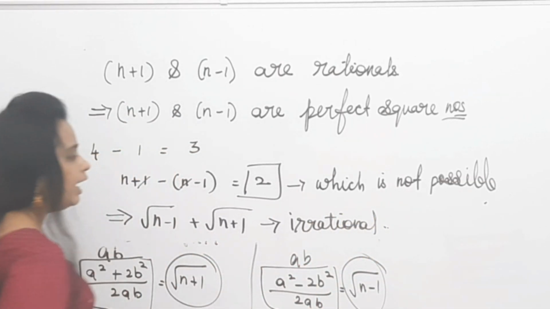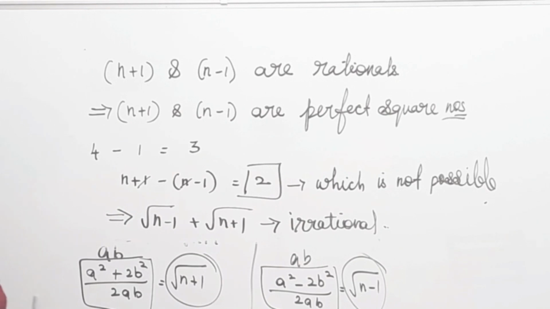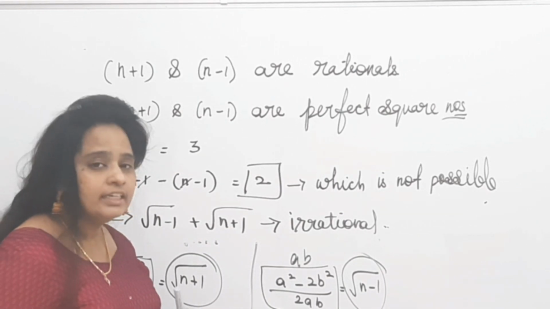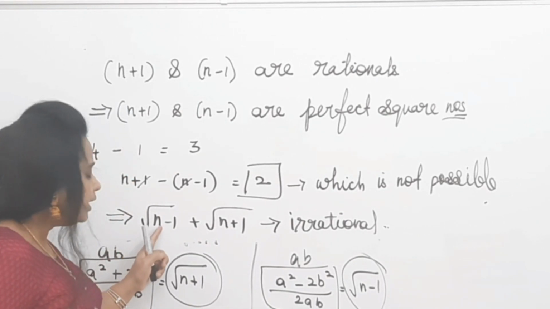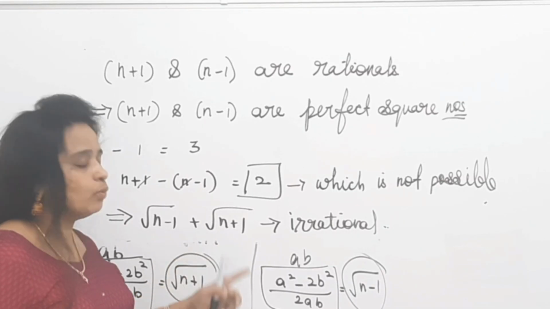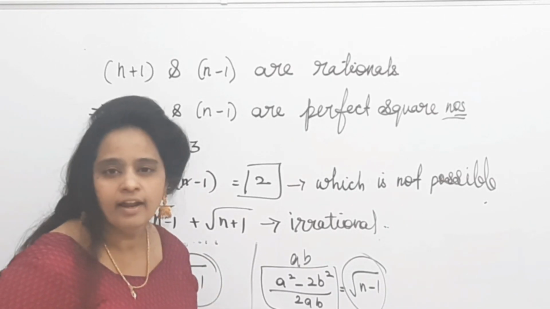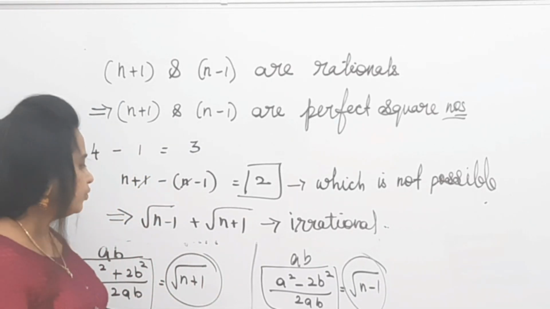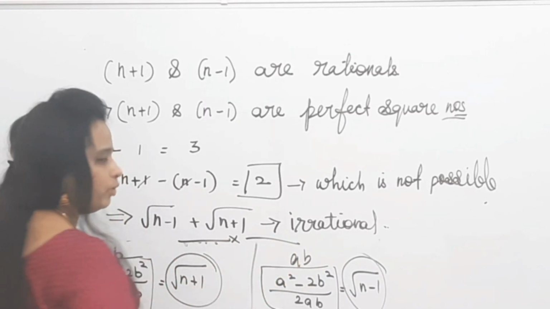That means I cannot find any positive integer n such that root n minus 1 plus root n plus 1 is a rational number. Hence the proof. So I got this proof.